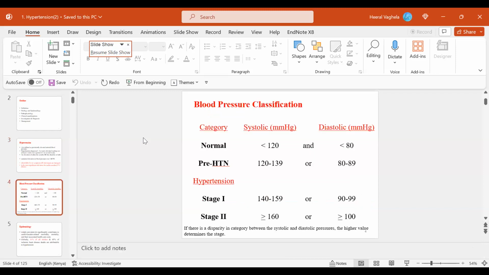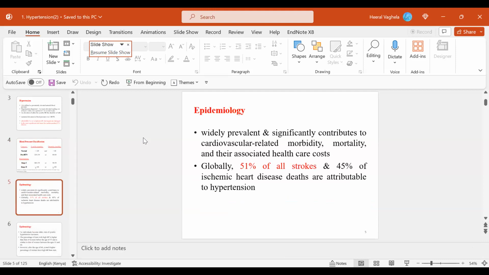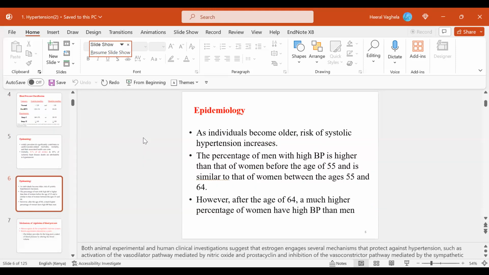So pre-hypertension is between 120 to 139 for the systolic and 80 to 89 for diastolic. If it's stage 1, 140 to 159 over 90 to 99, and stage 2, which is more than 160 over 100. So epidemiology, we know it's mostly due to age, and mostly it's the men that get this. But if it's over the age of 64, then there's a higher percentage of women that have high BP than men.